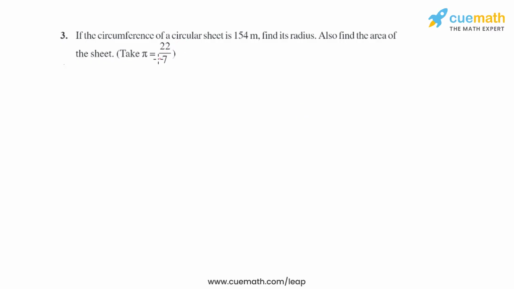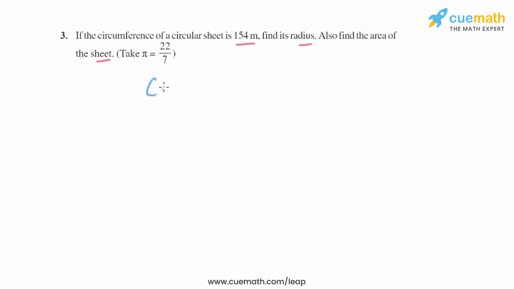Question 3 of this exercise says, if the circumference of a circular sheet is 154 meter, find its radius, also find the area of the sheet. So in this question, basically we have to find the radius when the circumference is given, and after finding the radius we have to find the area of the sheet. So let's start finding the radius.